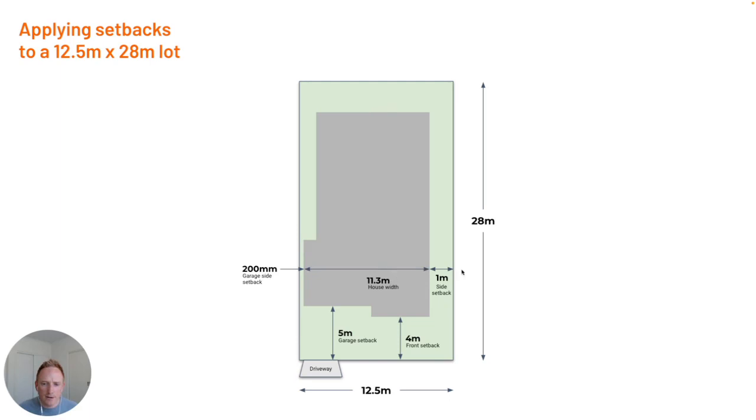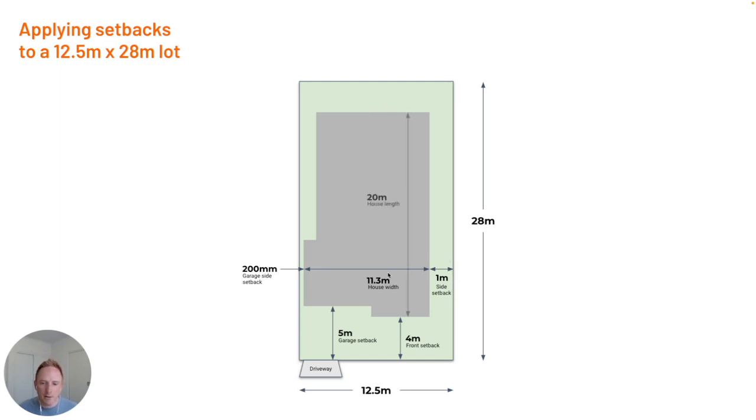Basically, as a result of these side setback requirements, you'll see when you're looking at floor plans on builder websites that there's a minimum lot width on there. So if it says minimum lot width 12.5 meters, it's probably going to be a house that's about 11.3 meters wide. Okay, and the reason for that, as I've explained, is you have to account for the side setbacks. So let's say it's 1.1 meter here and 200 mil there.